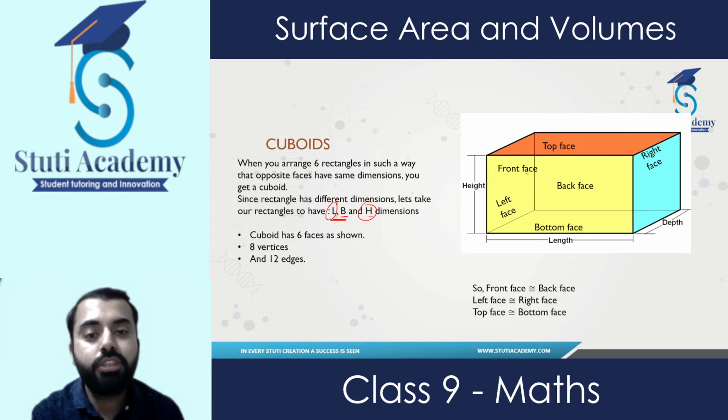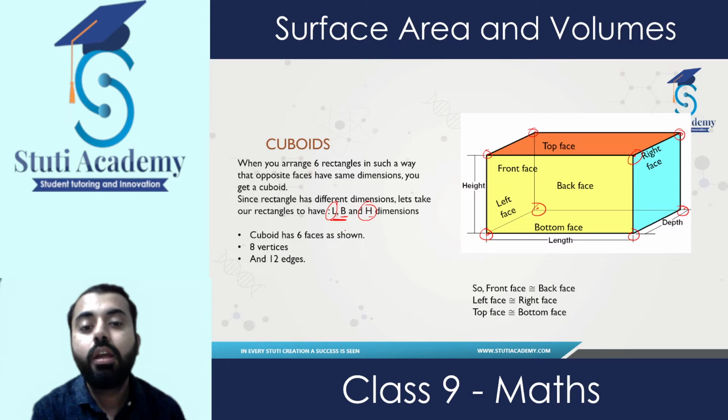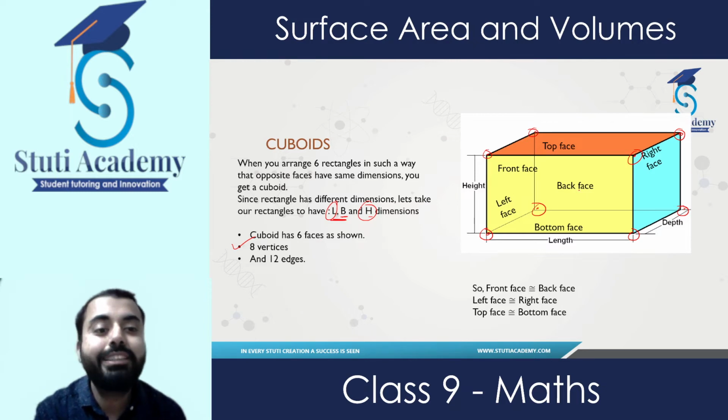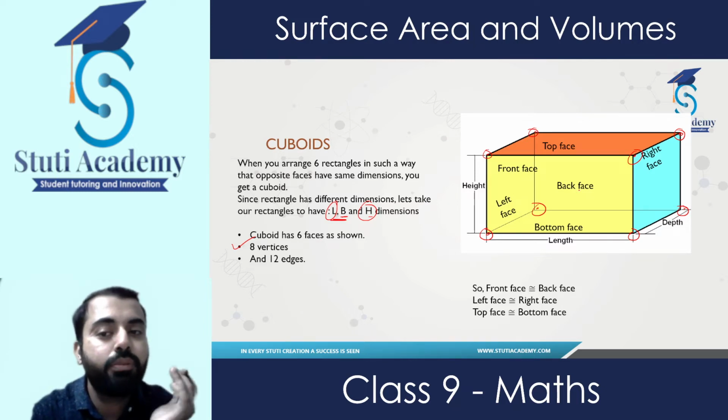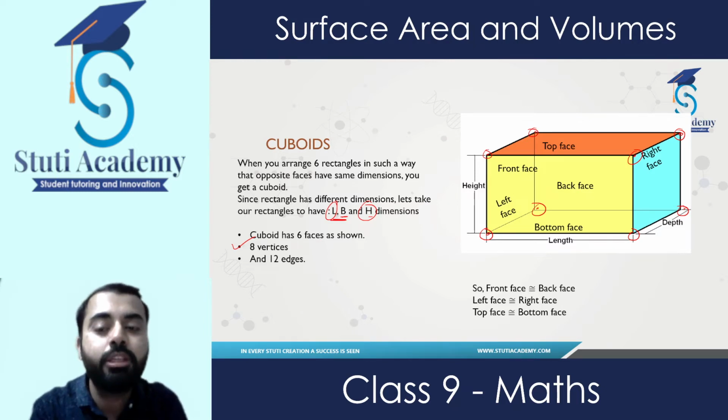Now you see here, how many vertices do I have? 1, 2, 3, 5, 6, 7, and 8. Now you have your 8 vertices, right? Now, how many faces does it have? You guys see, it has 6 faces. I've already told you, you don't even have to count them.